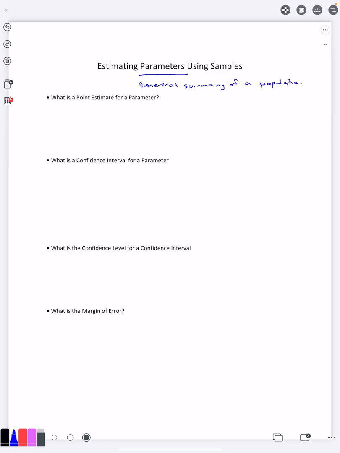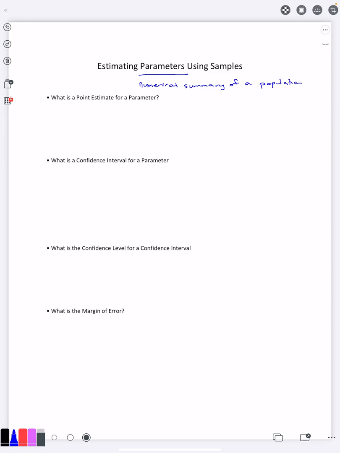So let's say, for example, I want to find what the average adult male height is for the entire population, for every single adult male. Or what if I want to find the exact percentage of people in the country that are going to vote for some new law? Or what if I want to find the exact standard deviation, the variation in the weight of adult males, whatever it may be?